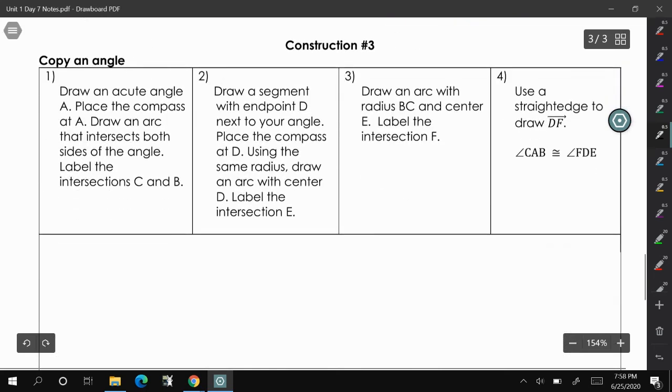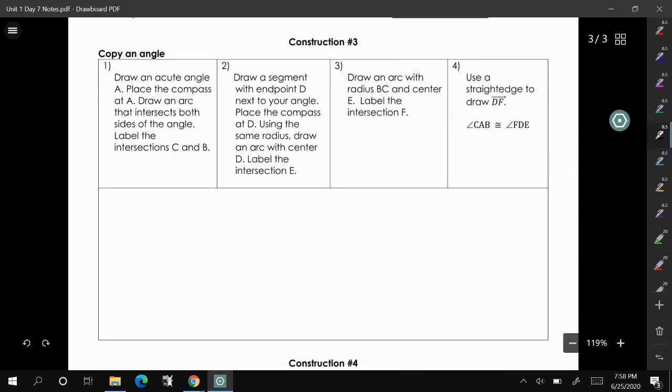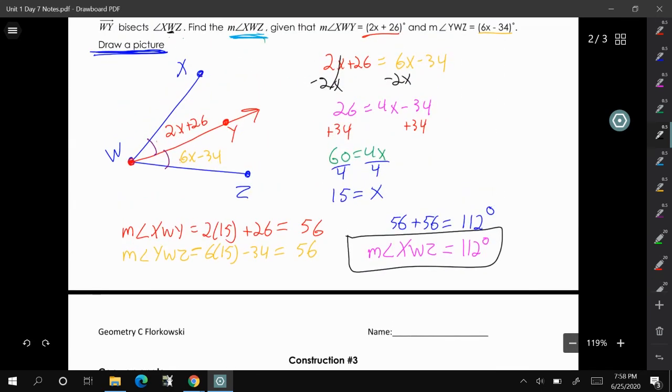Now, on the next page, we have some constructions. Again, I'm not going to do the constructions in video. We'll do those in class. So that's it for the video. I hope that this made sense. And if you understood the segment addition postulate, then you probably breezed through this with no problem.